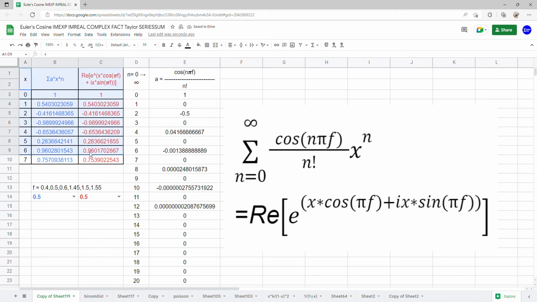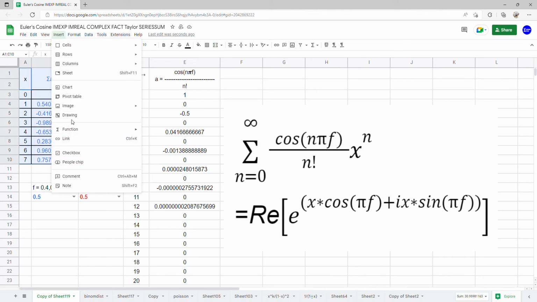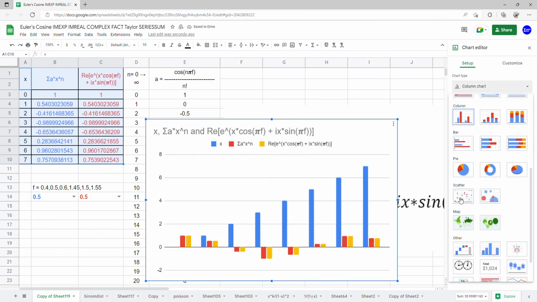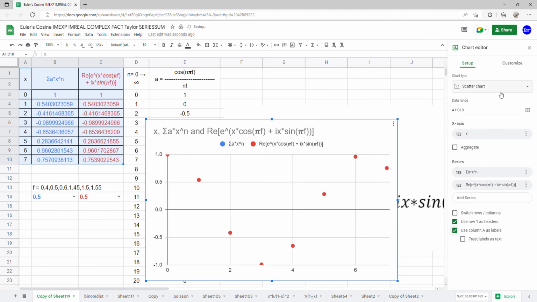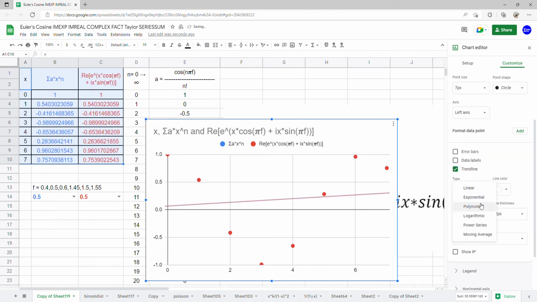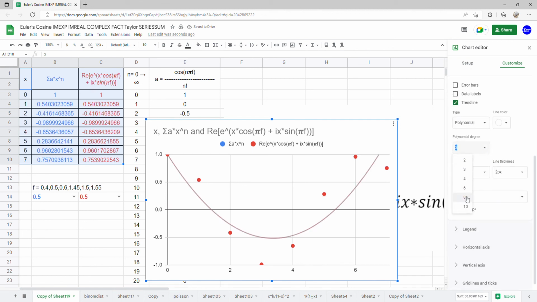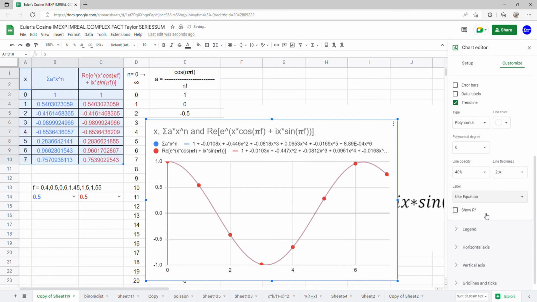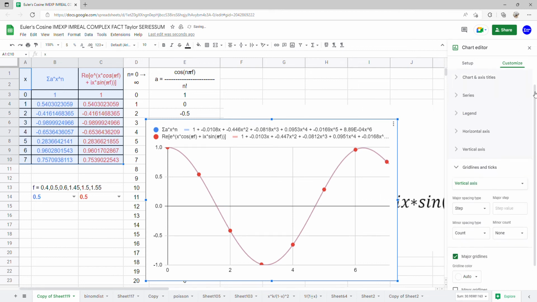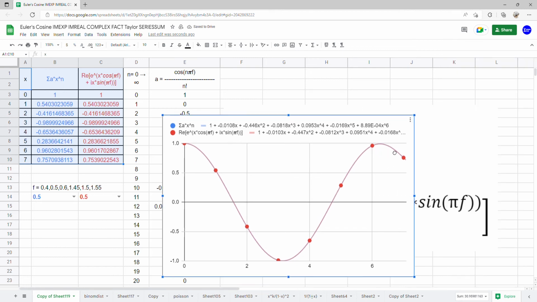And we'll chart this. Insert chart. And we use scatter chart. Column is label. And we show the trend line. Under series, the trend line, the type polynomial, the degree, we try 8. For the label, or we'll try 6. For the label, use the equation. And we can delete this, we don't need a title. So here's our trend line and polynomial.